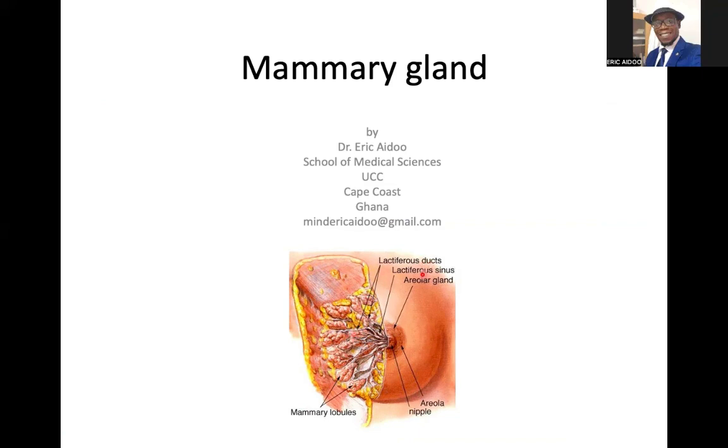It has lactiferous duct, lactiferous sinus, and then you can see the areola, the usually dark region in the African breast. And then the nipple, also the mammary lobes, which will contain the secretory cells.